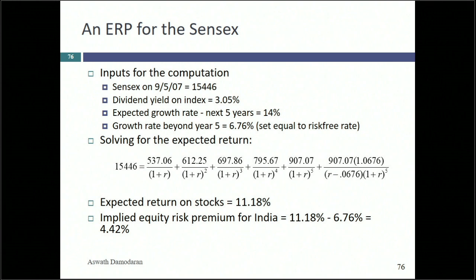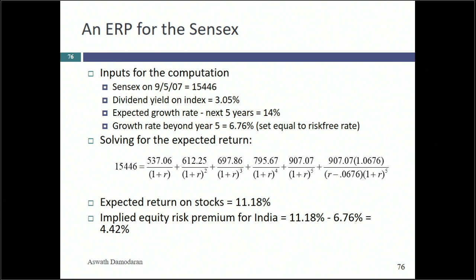And I cheated. About half of the stocks in the Sensex have ADRs or GDRs listed in the U.S. So you know what I did? Those companies tend to have analysts projecting growth, so I built up to a growth rate for those companies, and then I extrapolated to the rest of the index. So it's the weakest link in this calculation. I came up with 14% in rupee terms. The growth rate beyond year 5 I set equal to the risk-free rate then, which was 6.76%, and I solved for a required rate of return. And what I got as my internal rate of return was 11.18%.